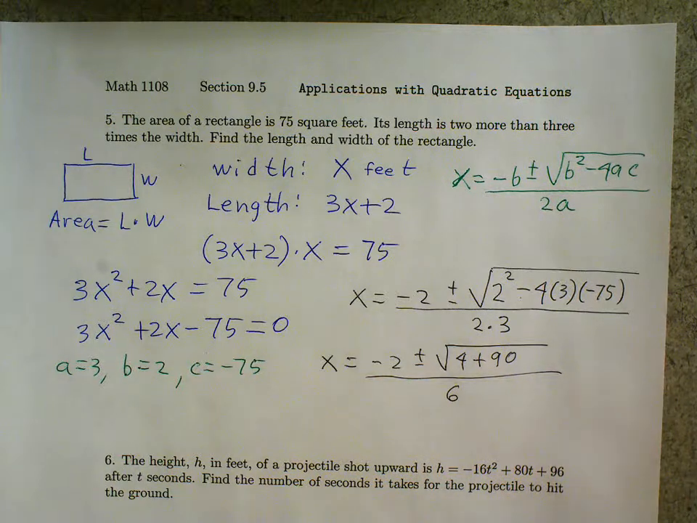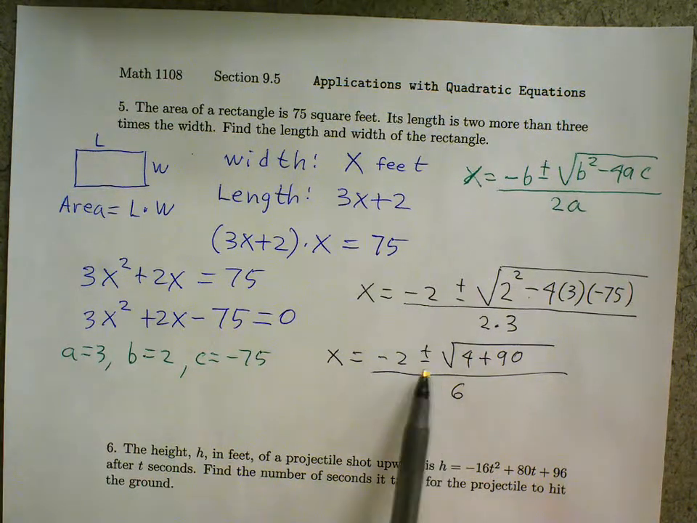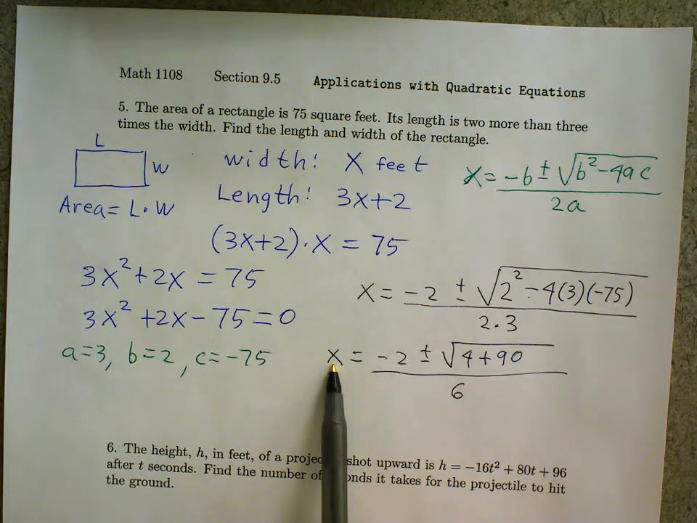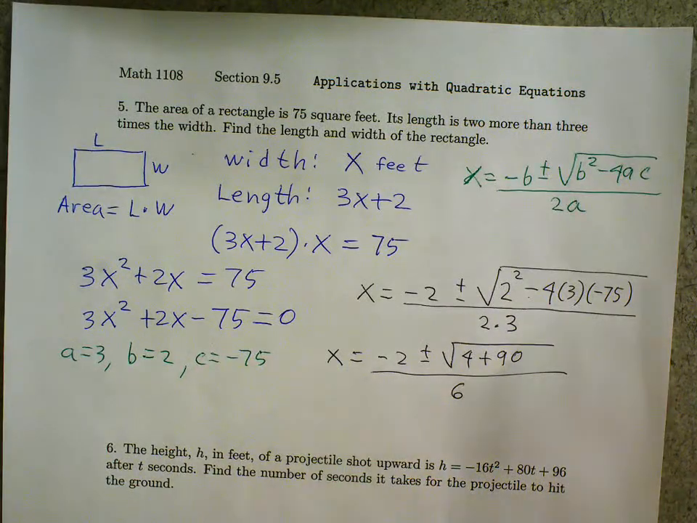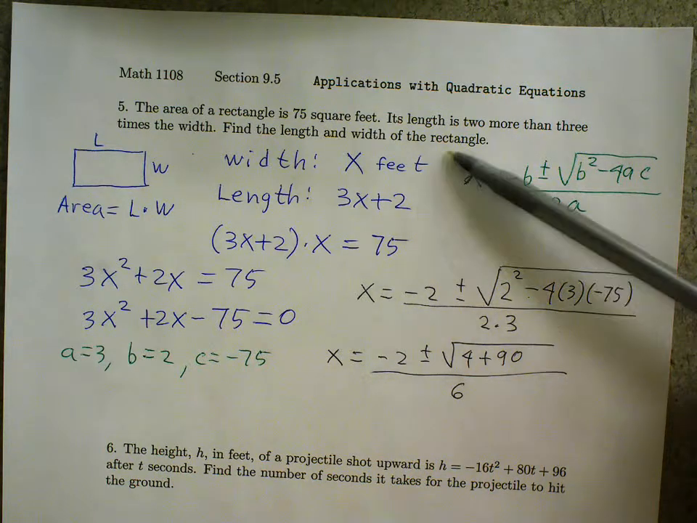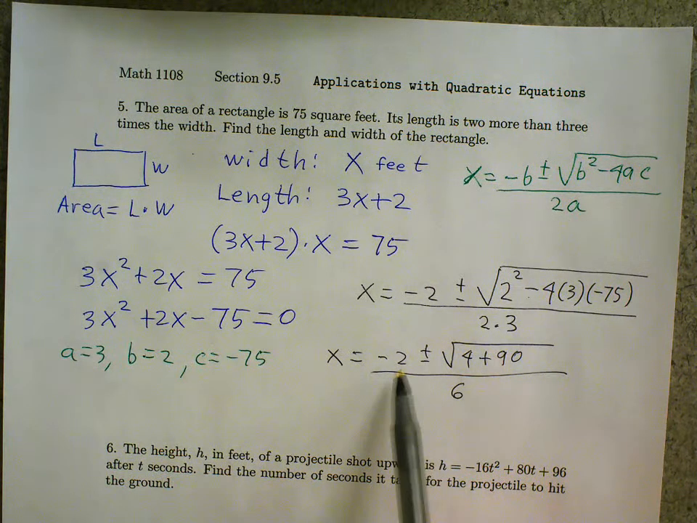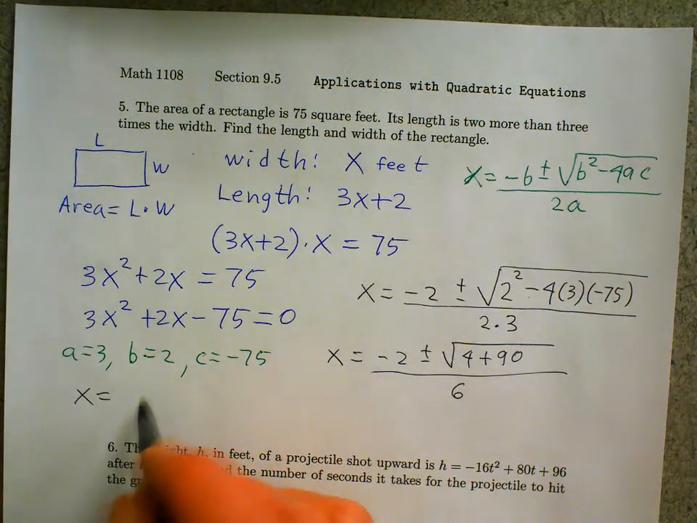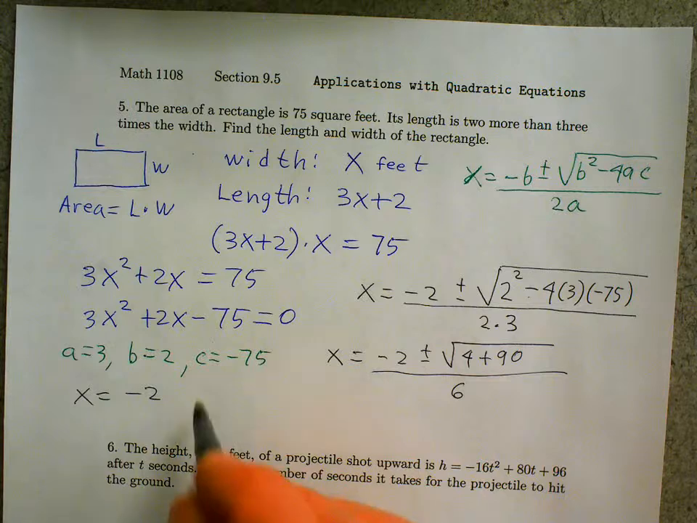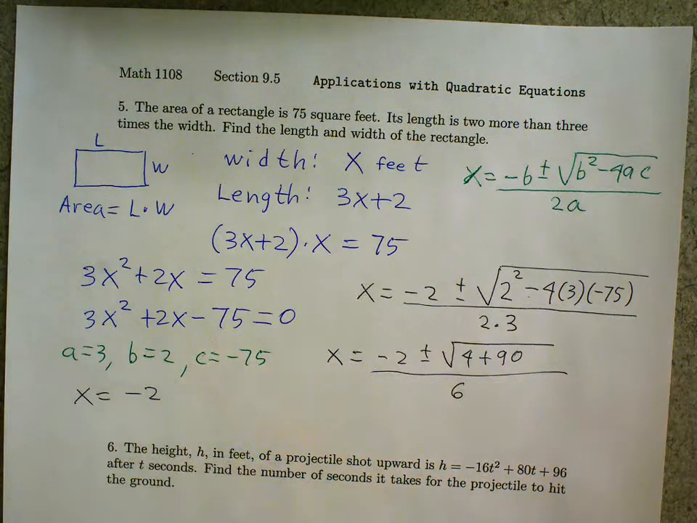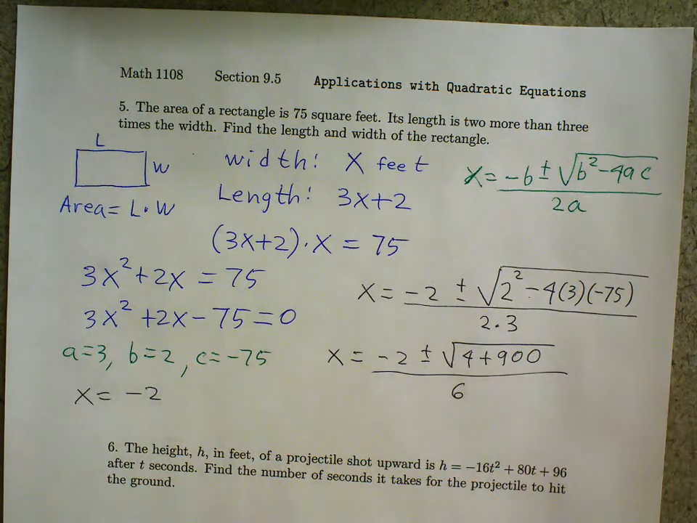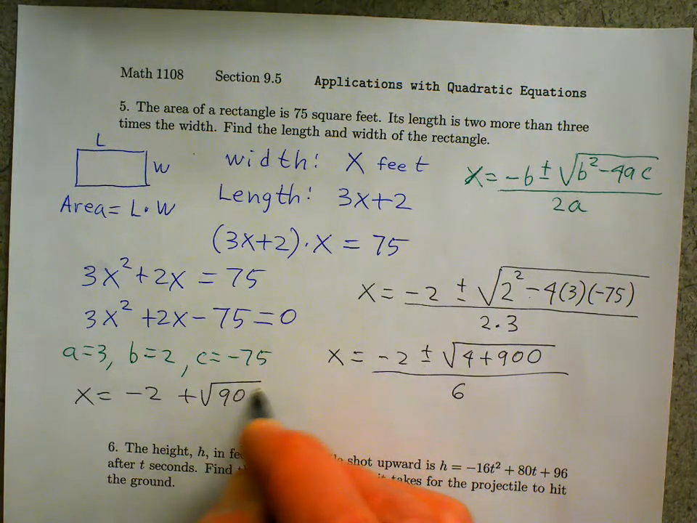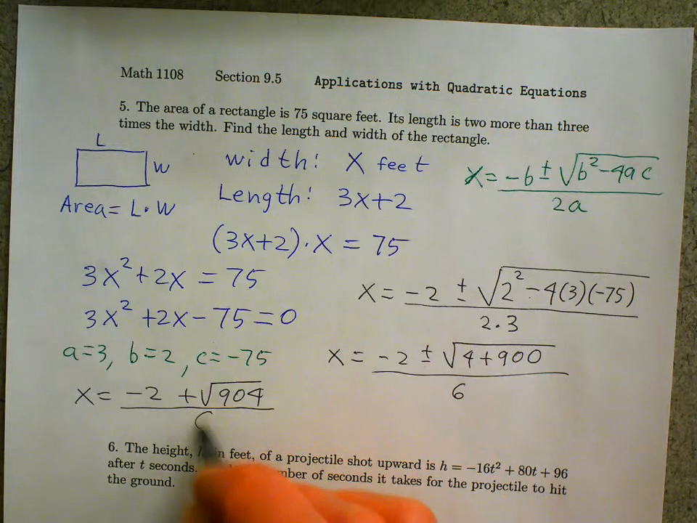Yeah. So notice that the solution we get from subtracting is negative, and in the context of the problem, the width and the length are not going to be negative. So we can ignore the minus sign, and then x equals negative 2. Sorry, this is plus 904. Negative 2 plus the square root of 904, all divided by 6.